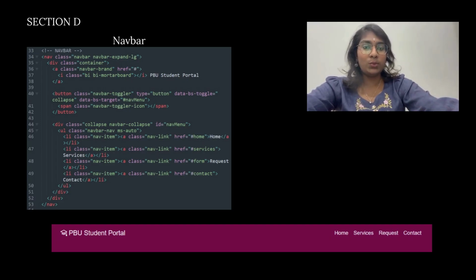Continue with section D. The first one is the navbar. The purpose of the navbar is to make it easier for you. When you click on home, you'll go to the home page. When you click on services, you will know what services we have. When you click on request, it will go to the form validation, where you can look at the form and how to fill it up. And lastly, when you click on contact, you will go to the last page, where you can find our location, our number, and also our email.